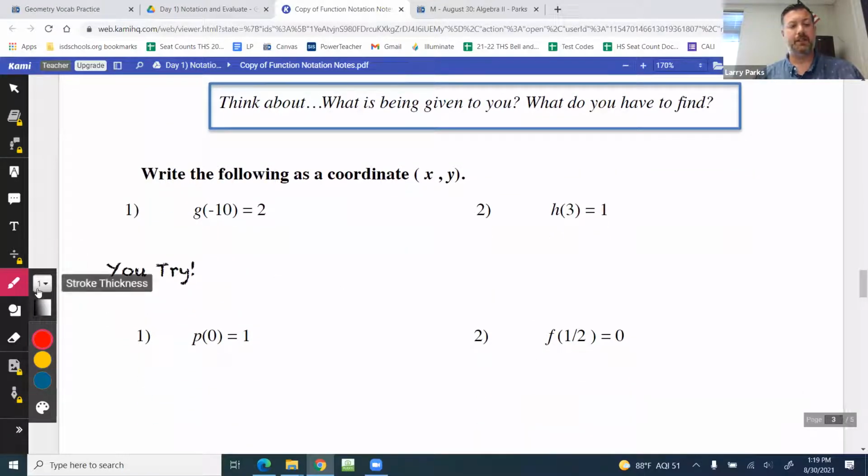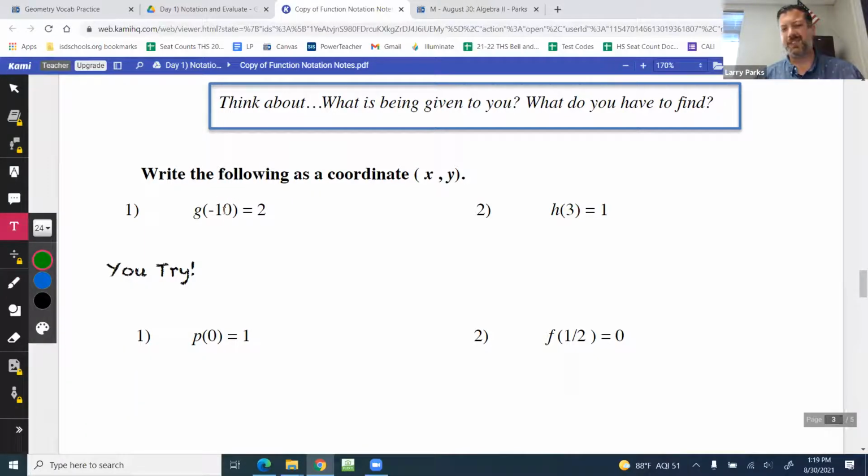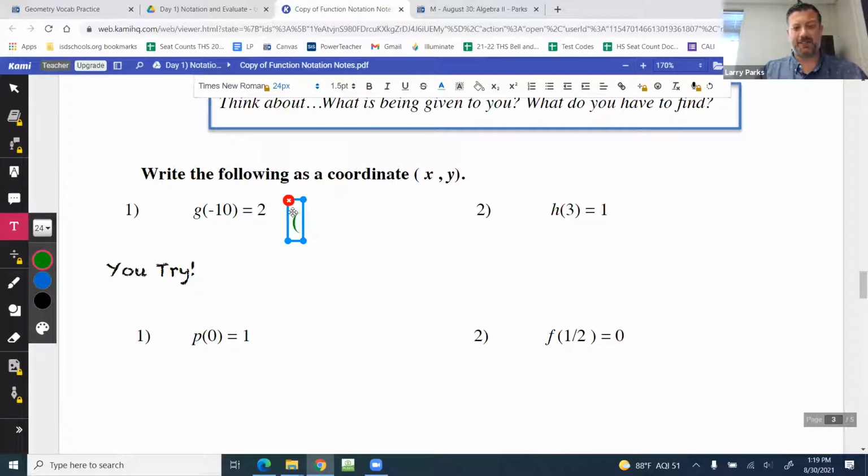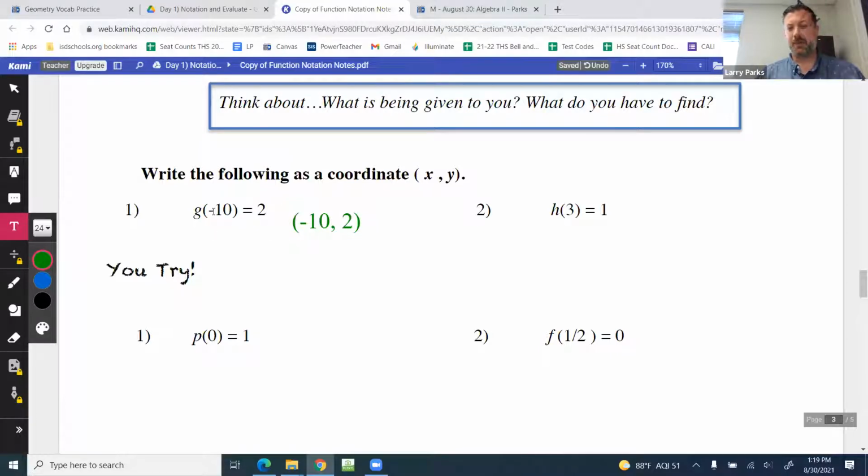So what we're going to do here, they're just wanting to know, is -10 the x or the y? Is 2 the x or the y? So you could think of this as just -10, comma 2, if that helps. So here's what you input. This is your output. Normally x is your input, y is your output. So that's how you would write that as a coordinate. Here you would write that as 3, 1.